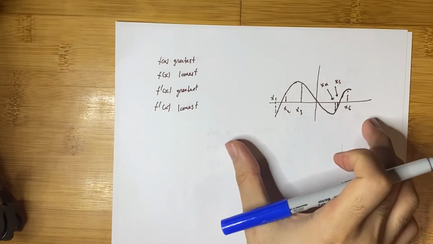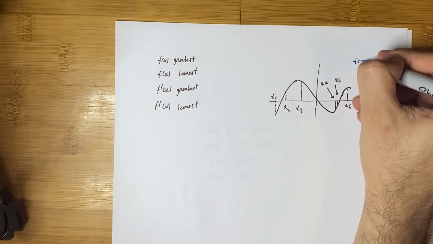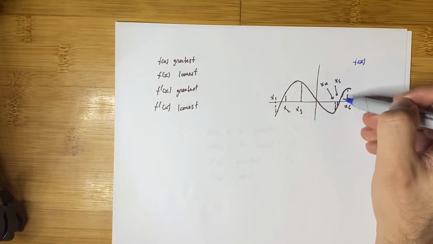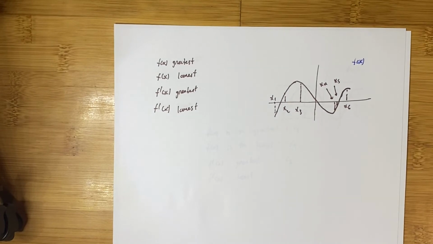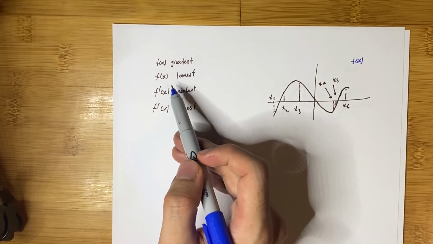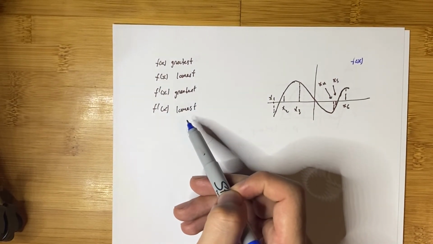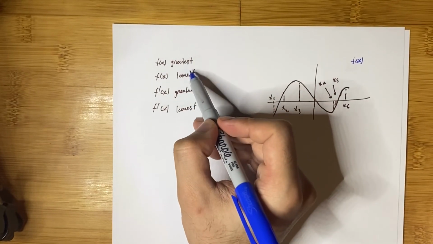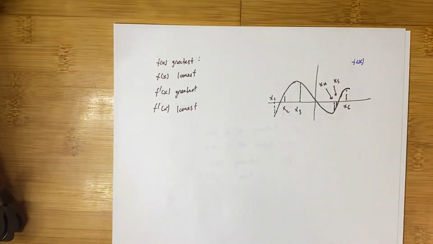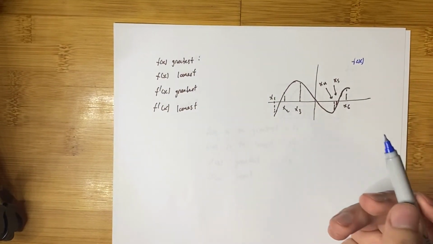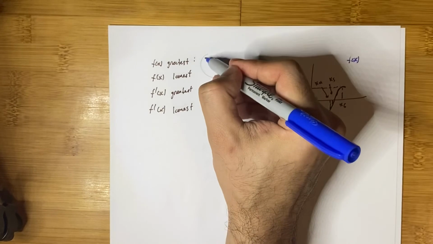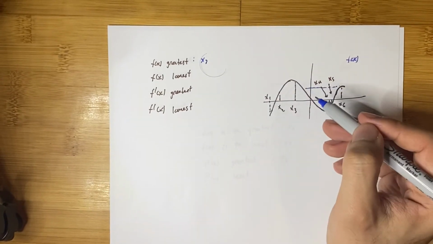So we are given this function in here. This is f of x. We are given these points x1, x2, 3, 4, 5, and 6. And we are asked to find the values where f of x is greatest and lowest, and where f prime of x is greatest and lowest. Let's find these two, since this is easy, since we are given f of x. F greatest will be the highest positive value, so that will be x3, since it's the highest value in here.